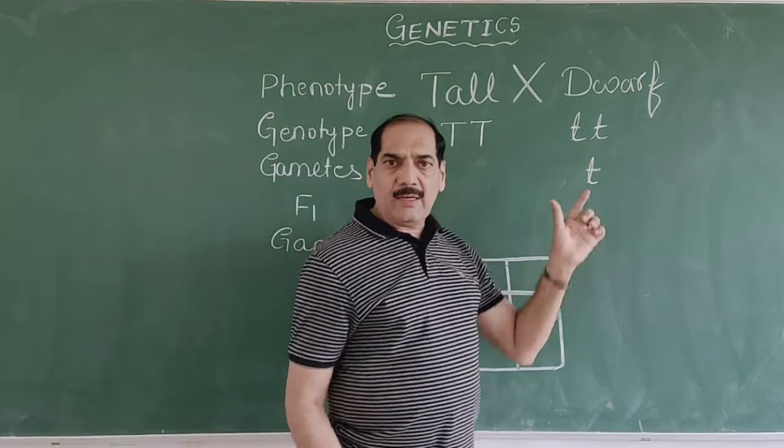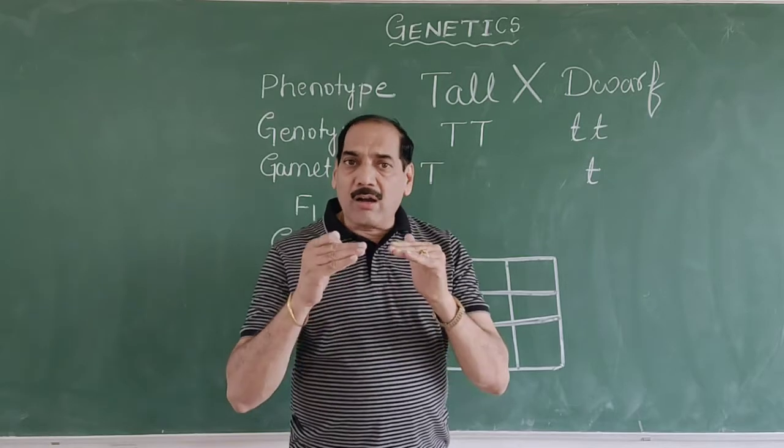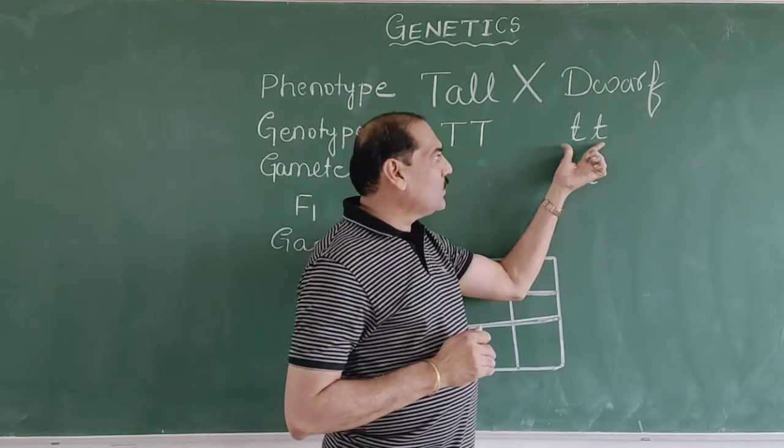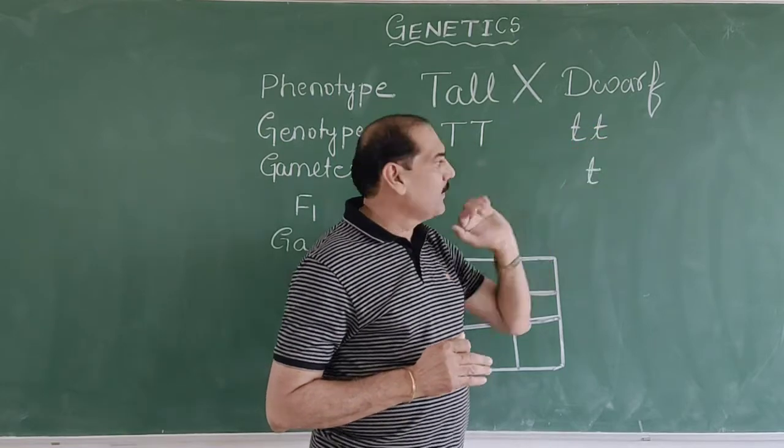Here also there are a pair of factors. That pair of factors are also identical. So this plant is homozygous dwarf.